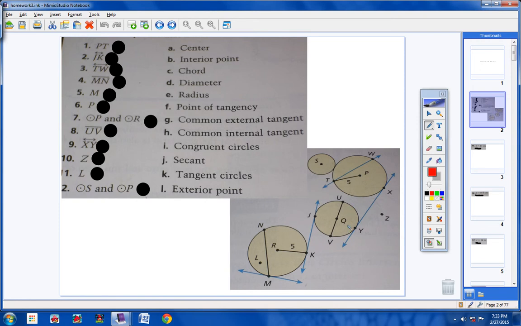Let's look at PT down here. And here's PT from here to here. PT would be a radius. So number 1 should be letter E, okay? Hopefully you see that, okay? PT is a radius, alright?